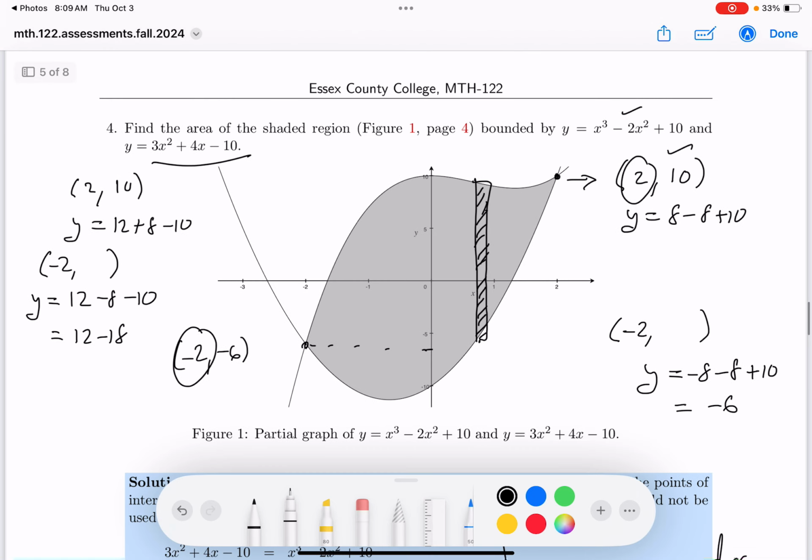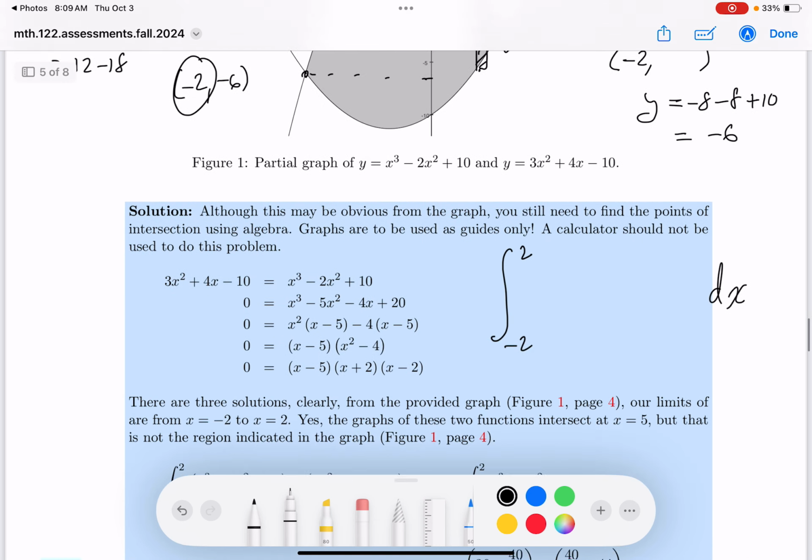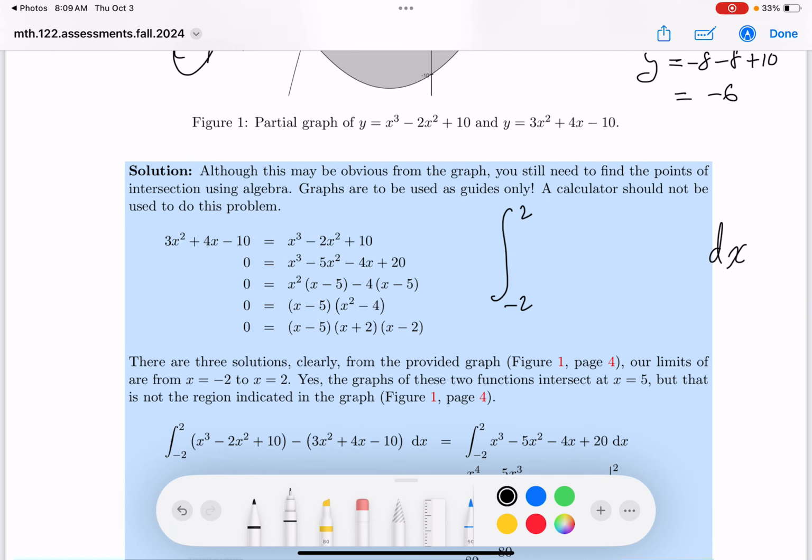And what's the height of that thing? It's the upper curve minus the lower curve. I'm hoping you're able to differentiate between which curve is which, but the cubic curve is the top one. I'll write that down for you. That's going to be x cubed minus 2x squared plus 10. That's the upper curve minus the lower curve. That's minus 3x squared minus 4x plus 10.